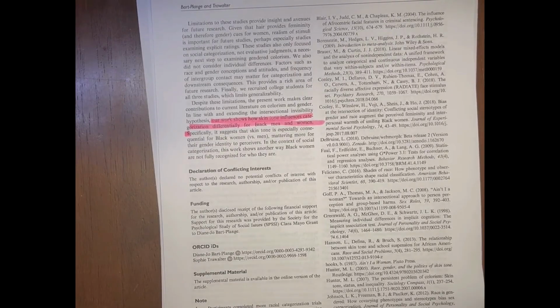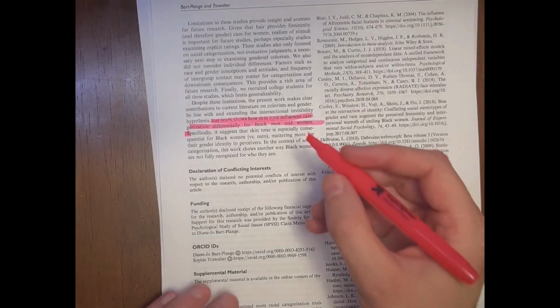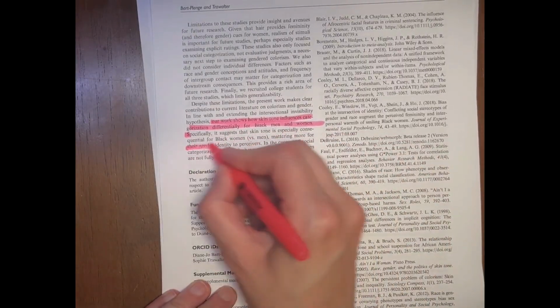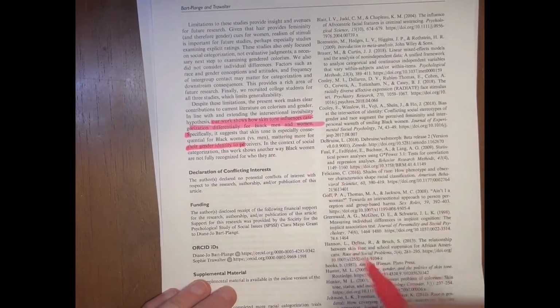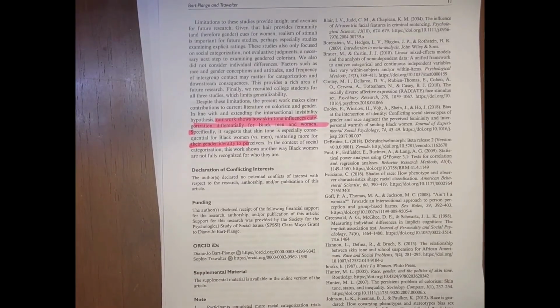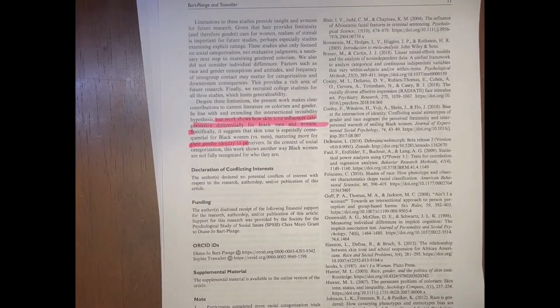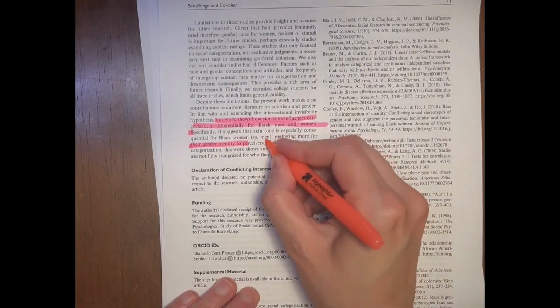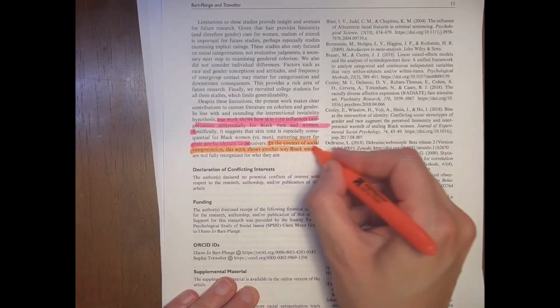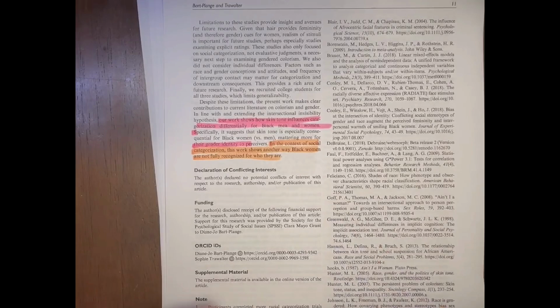Let's keep reading now. Specifically, it suggests that skin tone is especially consequential for Black women versus men, mattering more for their gender identity to perceivers. Okay, so again, we're getting this idea that gender identity is really important. In the context of social categorization, this work shows another way that Black women are not fully recognized for who they are. And again, that's not about the main claim or about the methods, but I think just a really important point, so I just want to highlight it.